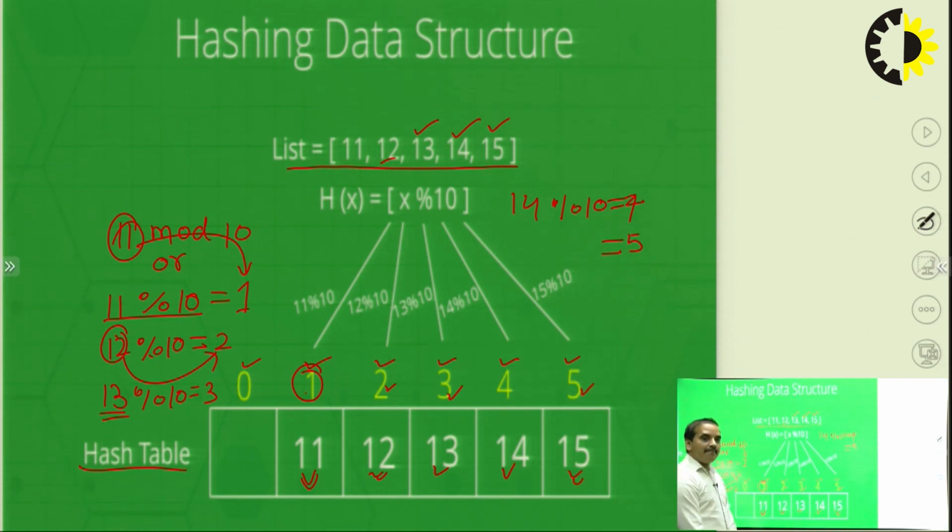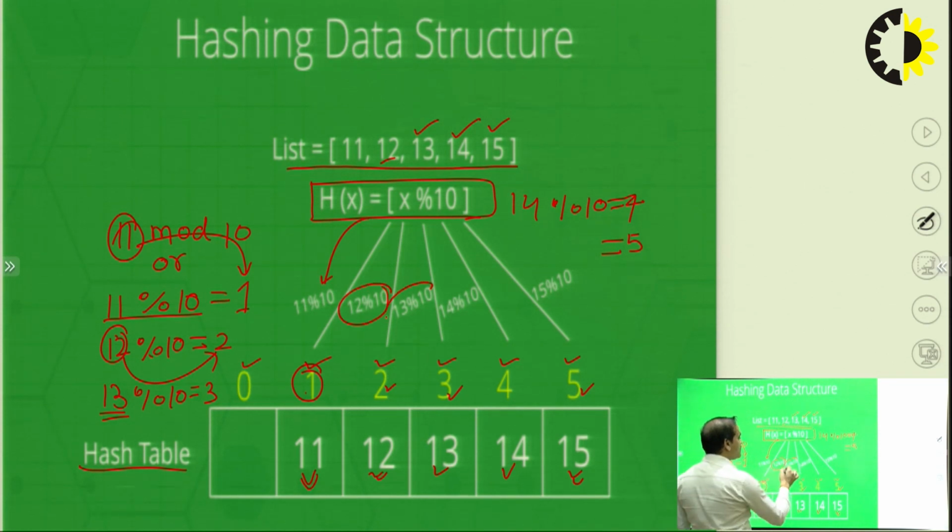This is the method through which we show how the values in our hash table are stored. Using this hash function, we store the different elements at different positions. Here we also show how the value is evaluated. This is 12 mod 10, this is 13 mod 10, this is 14 mod 10, and this is 15 mod 10.